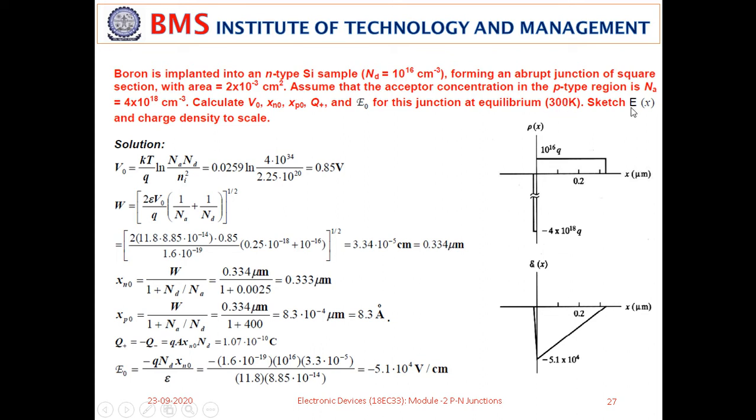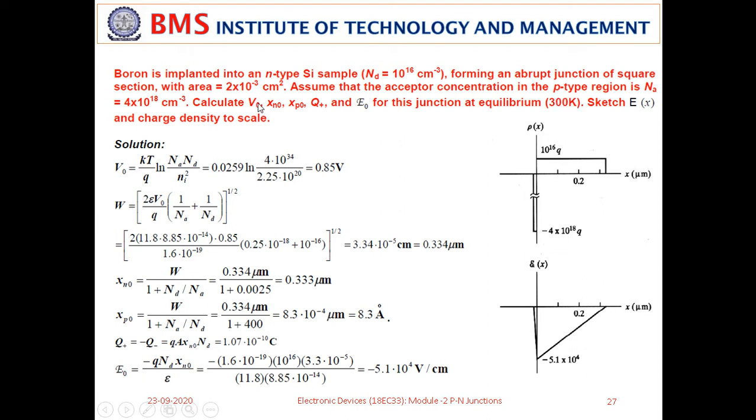And you need to sketch electric field E(x) as a function of distance, and you need to plot even charge density to a scale. Okay, so now write down all the given data here. One is Nd, and the cross-section area A is given. This is the value 2 into 10 to the power of minus 3 per centimeter square, and Na is given. The temperature is given as 27 degrees Celsius, or in Kelvin it is 300 Kelvin.